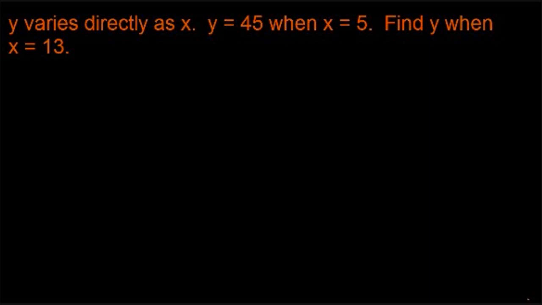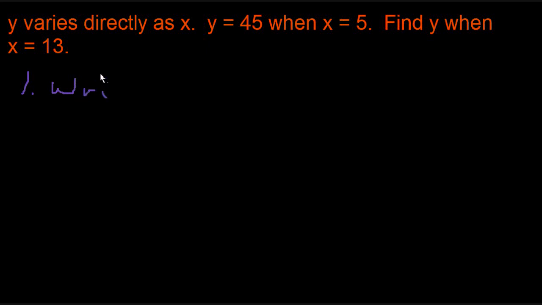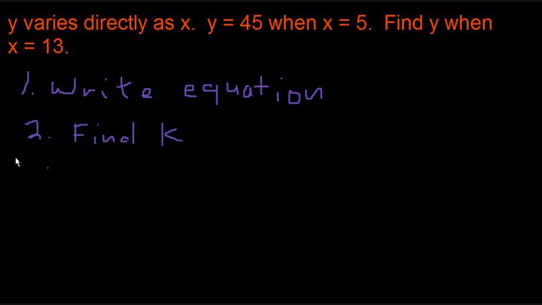Okay, let's begin. I guess we need a plan, and fortunately Blitzer suggests one. The first thing that he suggests is that we write the equation. So step 1, write equation. Step 2, find k. K is something new. It's called the constant of variation, but we're going to find k. Step 3, we're going to substitute.